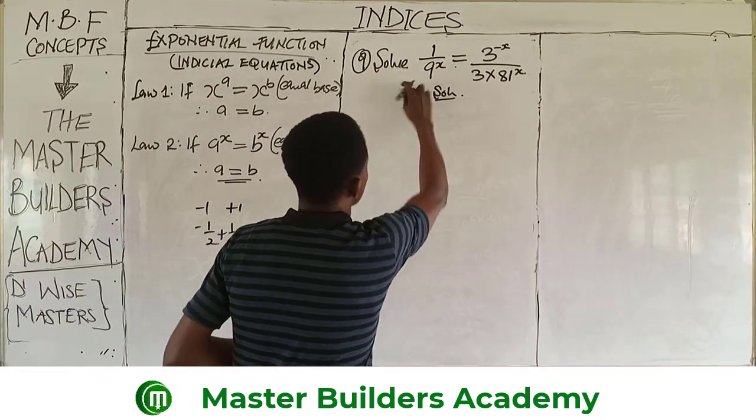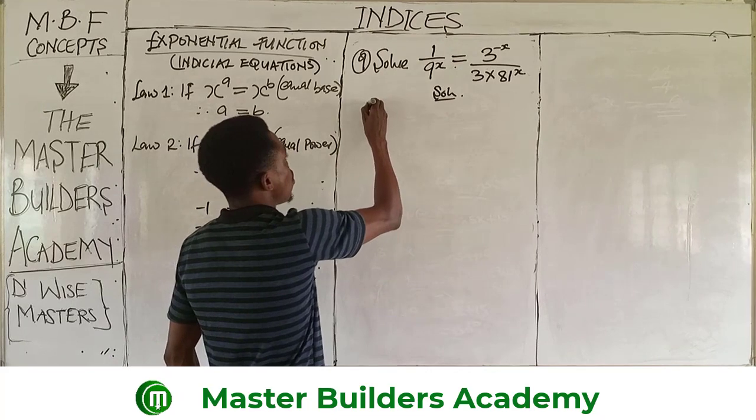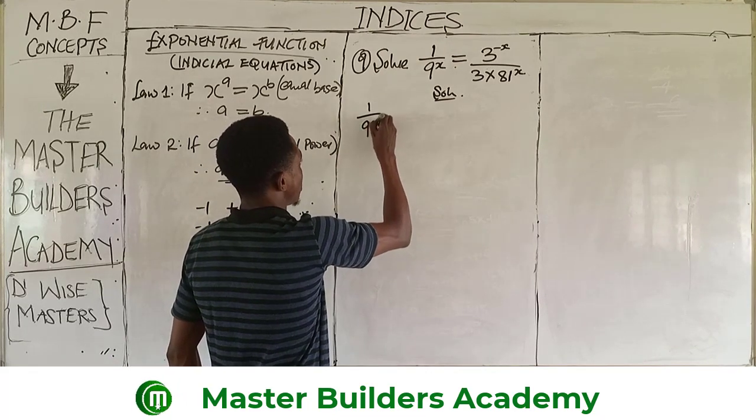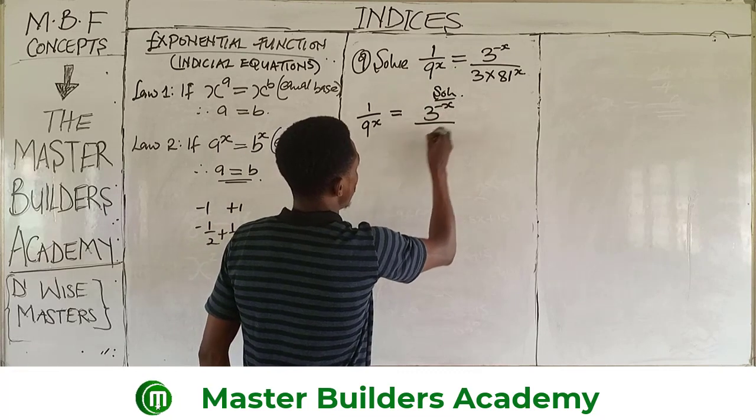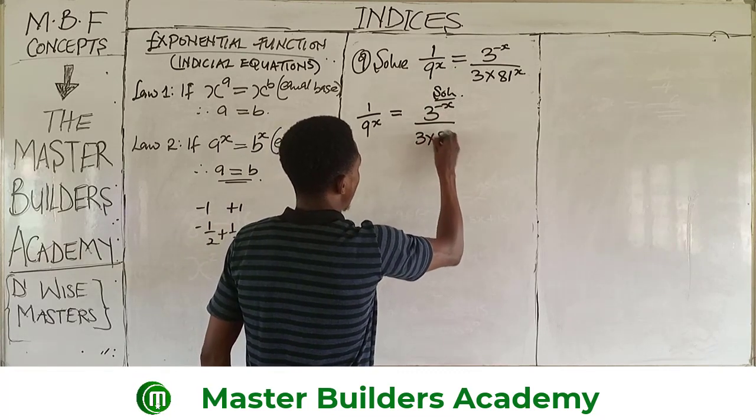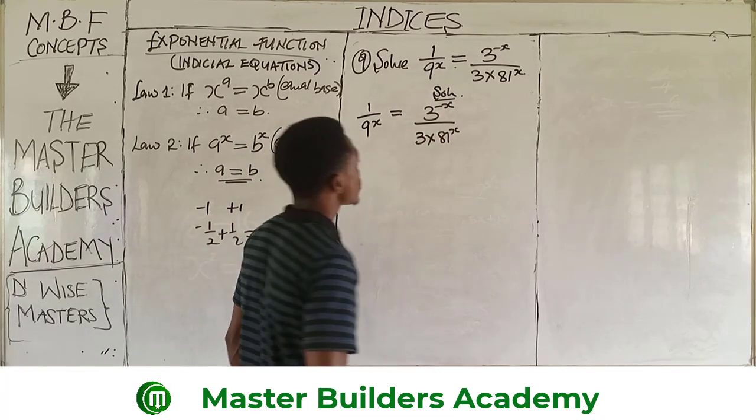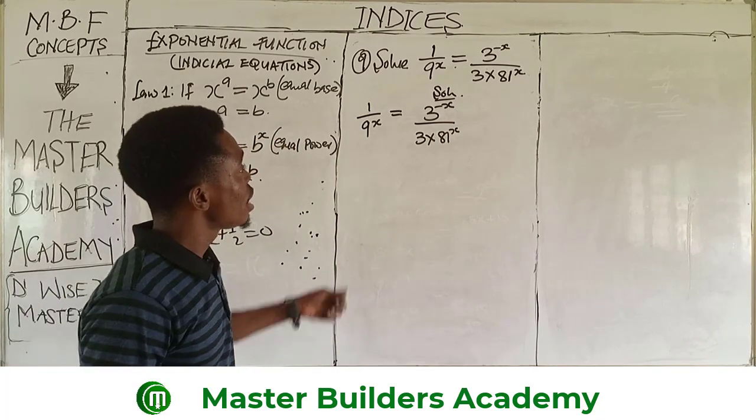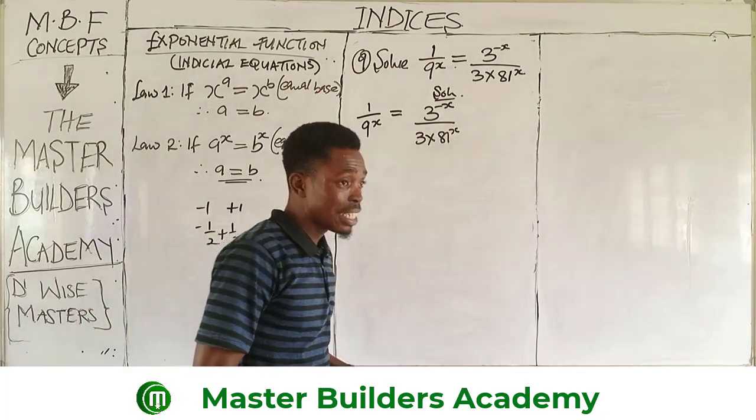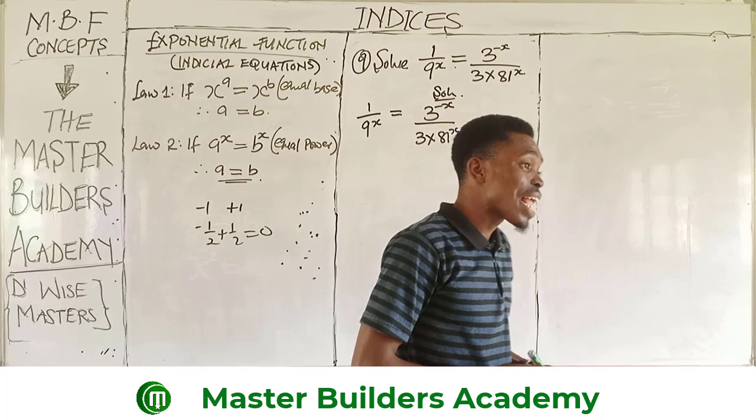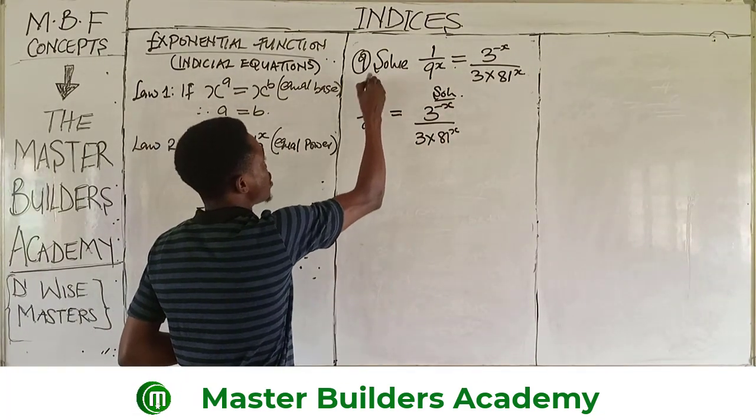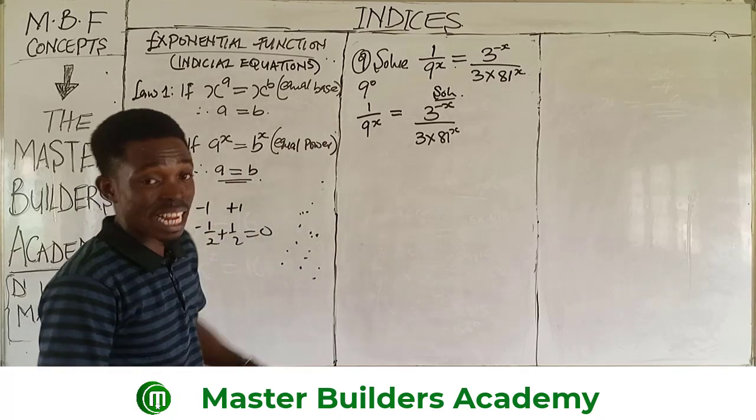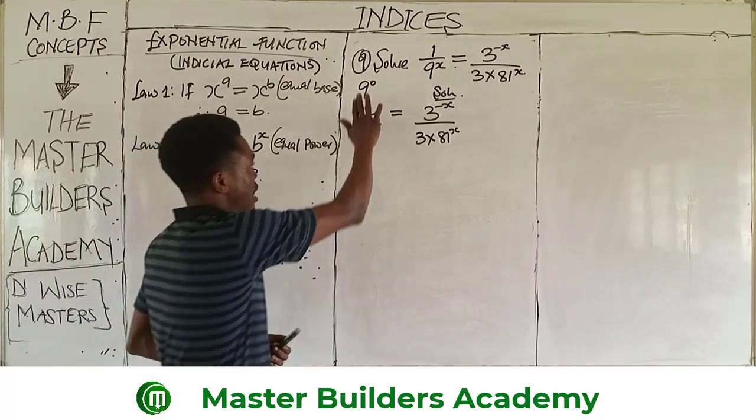Now on the board, this is question number 9. We are asked to solve this: 1 over 9 exponent x is equal to 3 raised to the power minus x all over 3 multiplied by 81x. Guys, what do we do here? You see that at the left hand side, we have 1 over 9 raised to the power x. Of course, you know that this can also be 9 raised to the power minus x to put everything in base 9, right? Yes, but we don't want to do that.